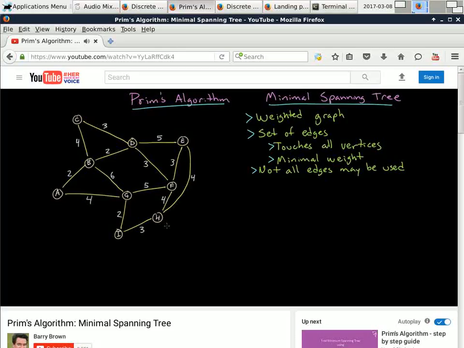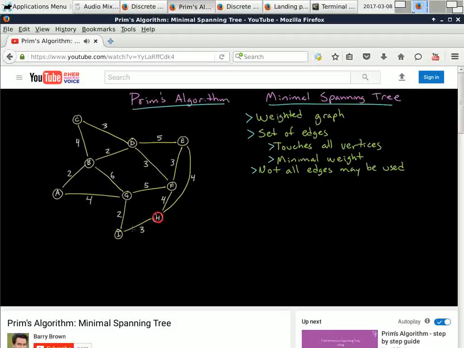Since it's going to touch all the vertices, you need to start with one of them. So it doesn't matter which one you start with. I'm going to pick H to start with right here. And the next step is to find all of the edges coming out of that vertex that go to vertices I haven't been to yet.